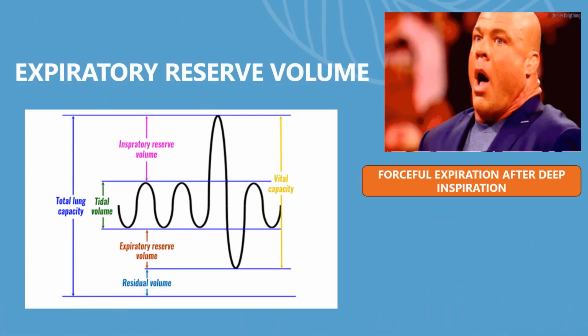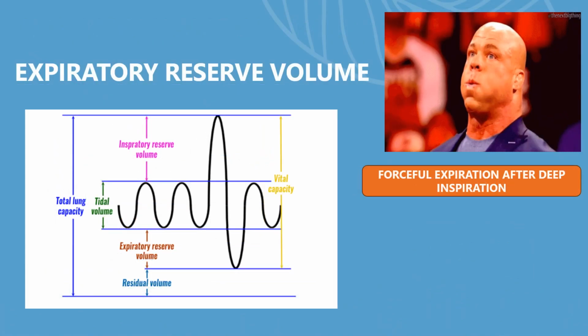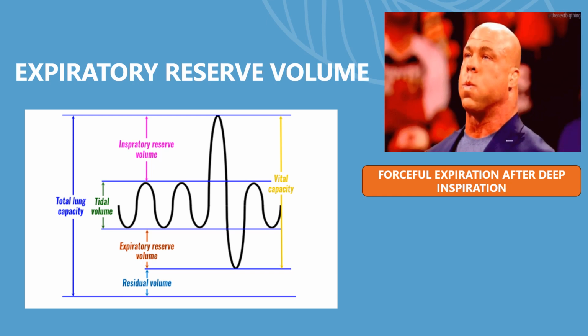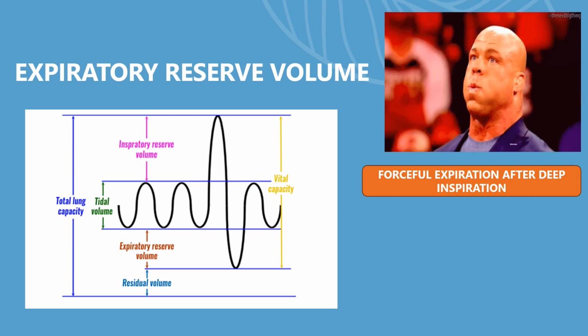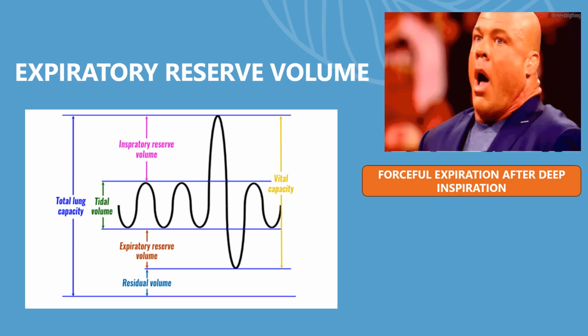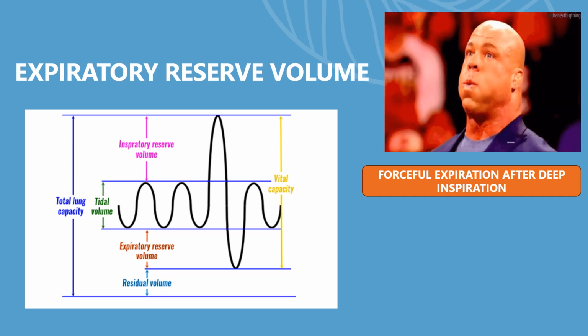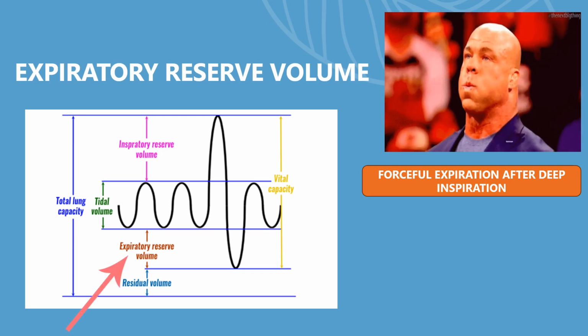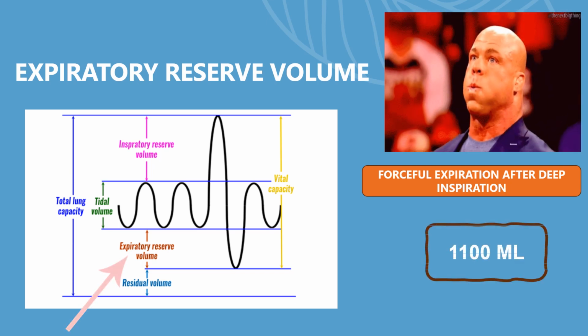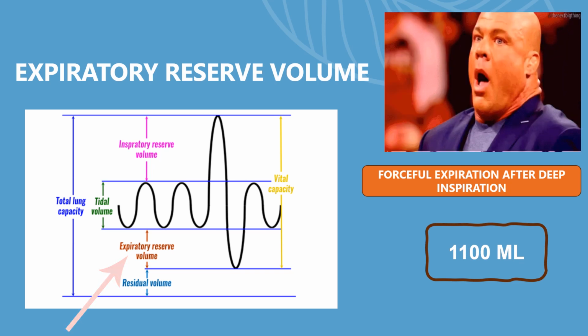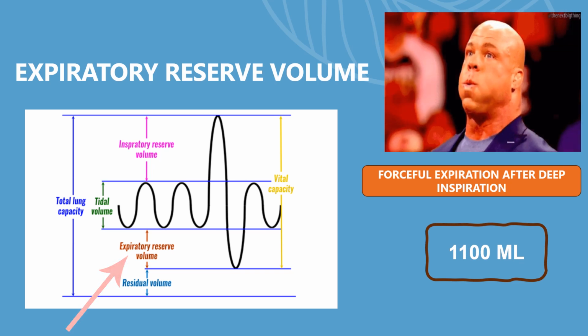Similarly, over the tidal volume, that is apart from the normal breathing, after you do a deep inspiration, the maximum amount of air that can be forcefully expired out, that is called as the expiratory reserve volume. You can see in the spirogram, it is seen below the tidal volume, and the amount of expiratory reserve volume is 1100 milliliter.